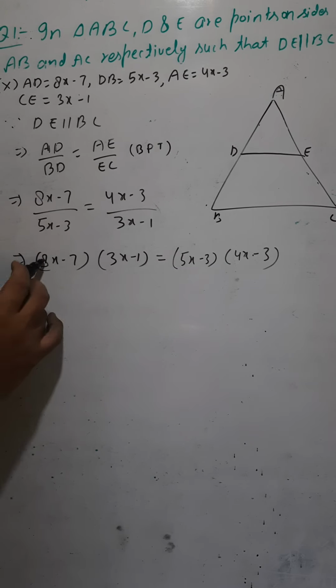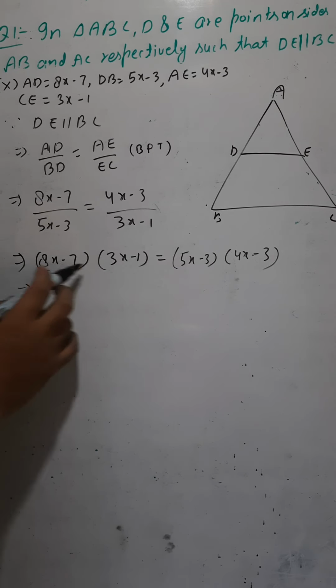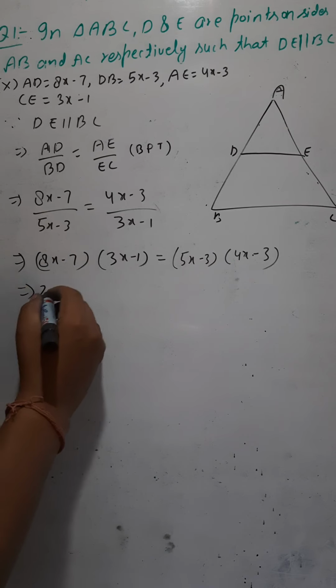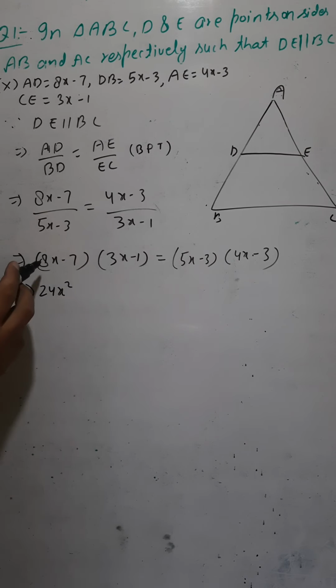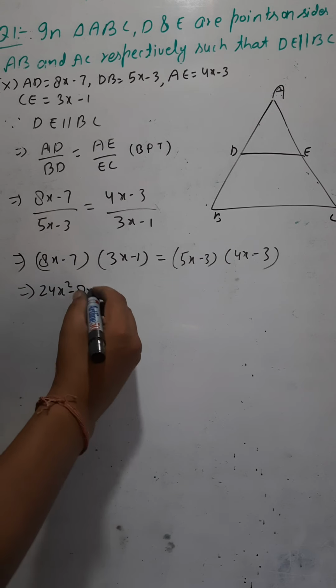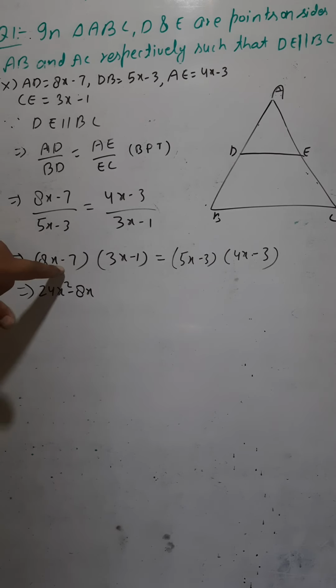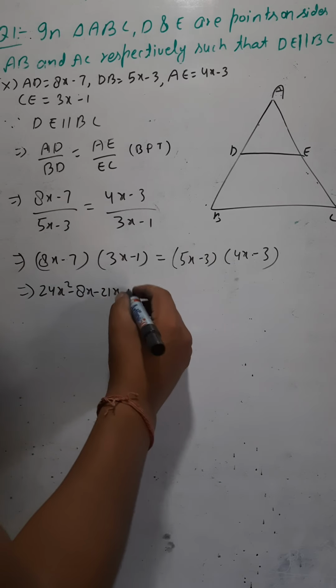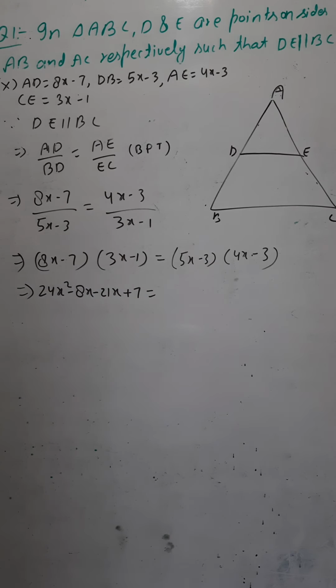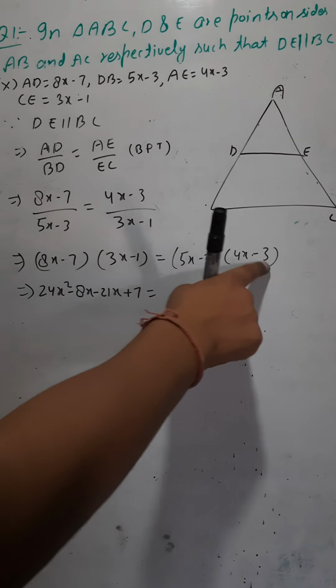So first this 8x would multiply here both. So it would be 8 times 3 is 24x square. Now this 8x will multiply 1 also. So 8x into 1 would be minus 8x. Yes or not? Now this minus 7 would multiply both here. So minus 7 into 3x would be minus 21x. Now this minus 7 into minus 1 would be plus 7. Yes or not?